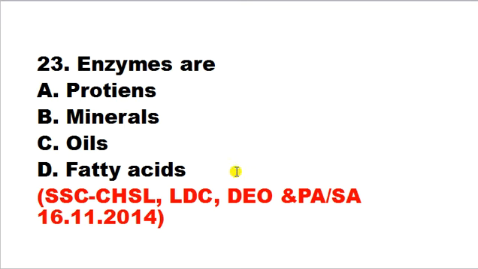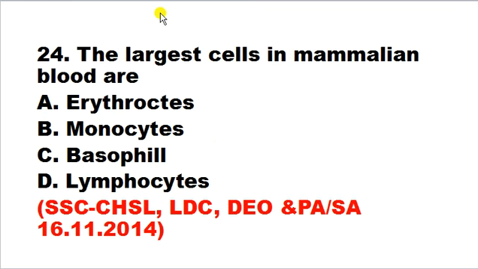Enzymes are proteins, minerals, oil, fatty acids. So enzymes are made up of protein. All enzymes are made up of protein, and what is their work? They speed up biological reactions. They work in biological reactions and enhance their speed.